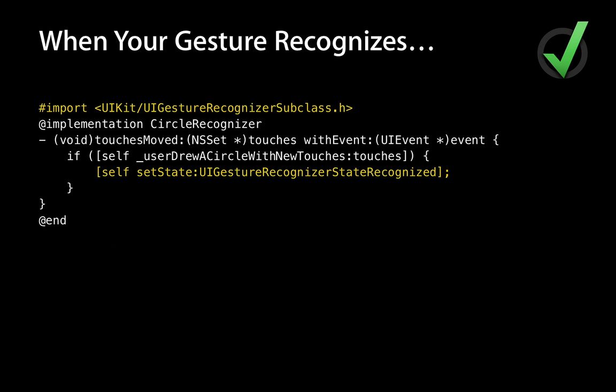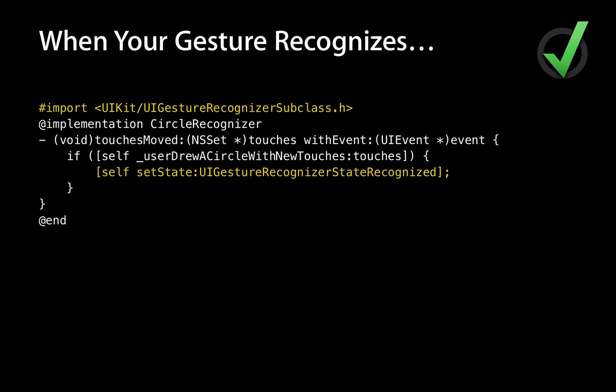For the example we just had, it's pretty simple. Instead of messaging your delegate, you just set the state of that gesture recognizer to recognized, and what was your delegate can subscribe to an action resulting from that by just adding a target action pair where the delegate is the target. You'll also have to import this UI gesture recognizer subclass header if you weren't already, because set state is not in the standard header. It's only for subclassers.